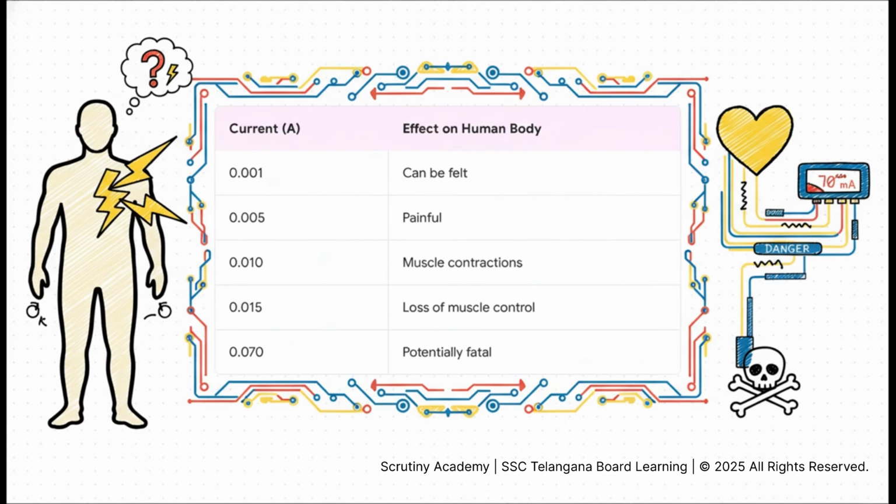Okay, let's talk about something really serious: safety. What actually makes an electric shock so dangerous? A lot of people think it's high voltage, but that's not the whole story. The real killer is the amount of current that actually flows through your body. And as you can see here, it takes a shockingly small amount. Just 1/1000th of an amp, and you can feel it. At 70 thousandths of an amp, if that passes through your heart, it can be fatal.